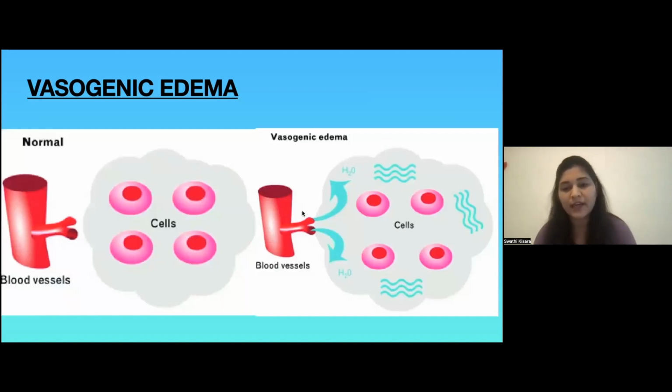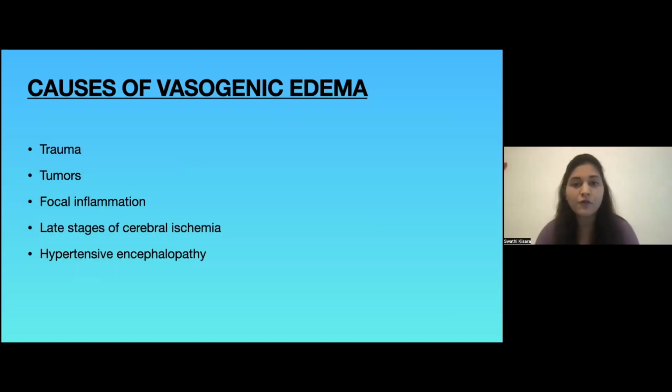So in vasogenic edema, the endothelial junctions become leaky and the fenestrations get widened, because of which water and proteins escape into the extracellular space. Here, the cellular architecture is maintained, but there is fluid accumulation in the extracellular space. Coming to the causes of vasogenic edema, they include trauma, various brain tumors, focal inflammation, late stages of cerebral ischemia, and hypertensive encephalopathy.